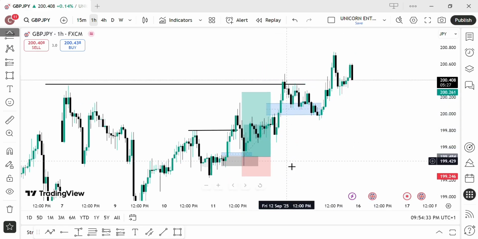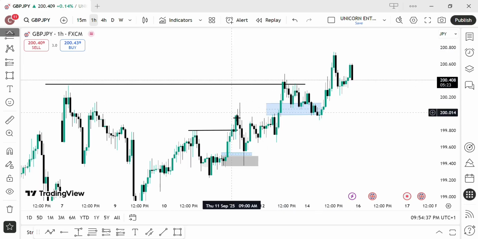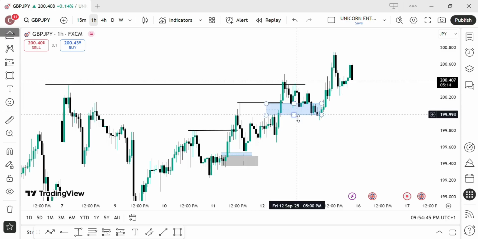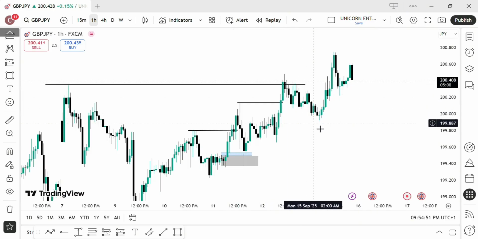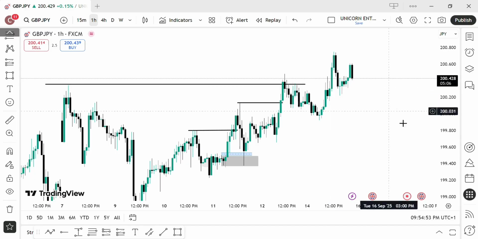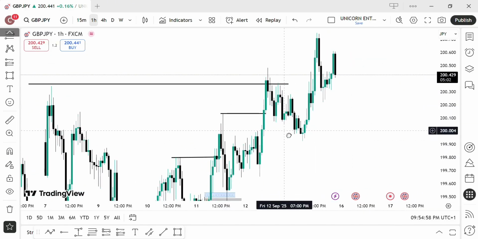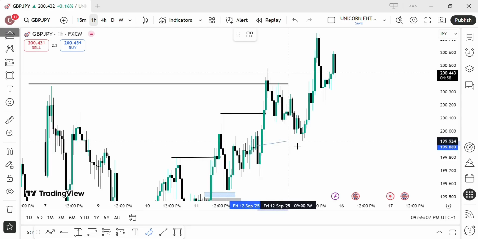Now going forward, you see another break of structure. If you're a day trader like myself, after every reaction I take profit here. I'll wait for price to retrace again and enter another trade. So now this is also another break of structure. Now waiting for price to retrace into another fair value gap, this is where we take our trade again.